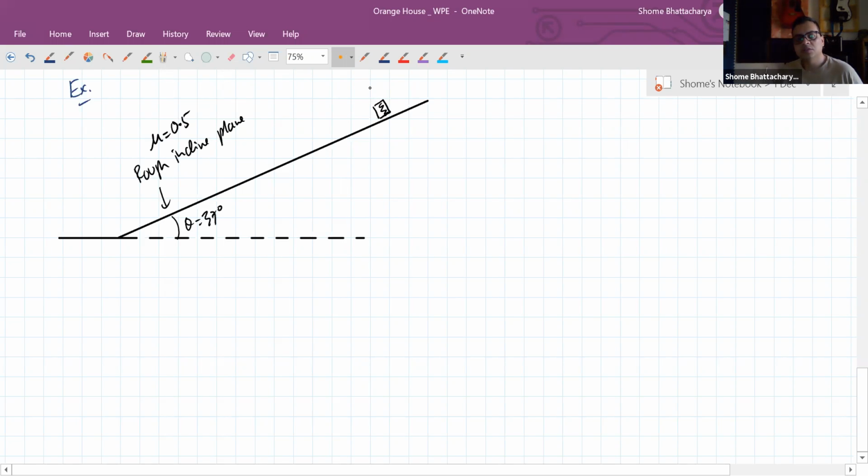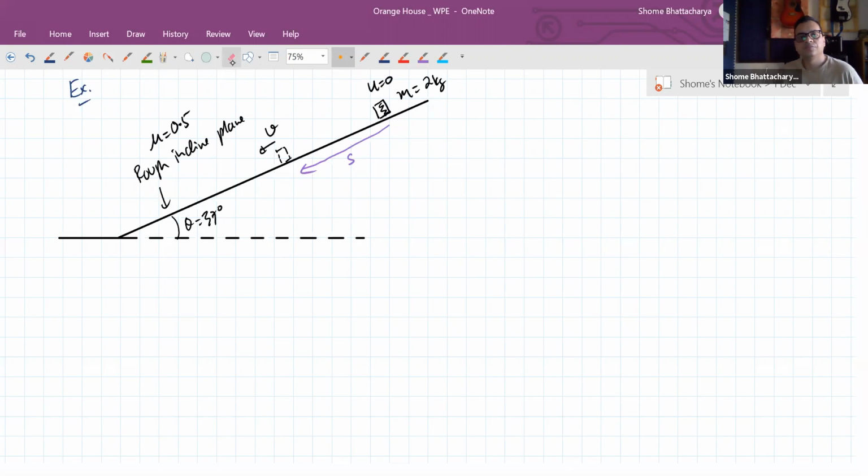Now a block is released from this position, a 2 kilogram block, and after some time it reaches here, making a displacement of S, let's say.